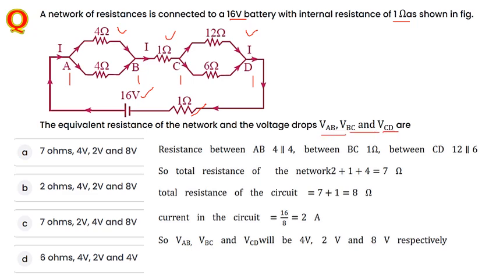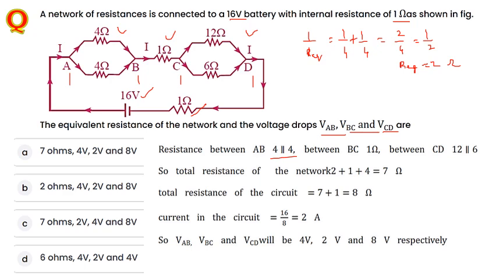For the first one, the resistance between A and B, that is 4 ohm and 4 ohm, both are connected in parallel. So 1 by R equivalent will be equal to 1 by 4 plus 1 by 4. That is 2 divided by 4, which is 1 by 2. So from here R equivalent will be equal to 2 ohm.